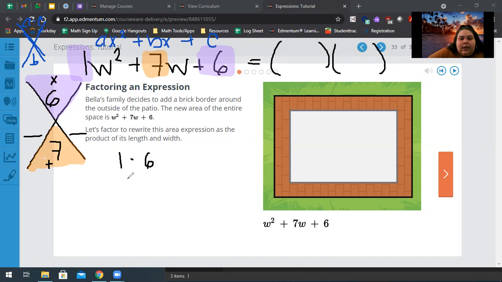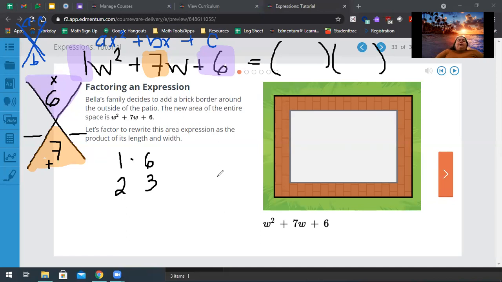1 times 6 is 6. After 1, it's 2. Can 2 go into 6? Yes, it can. It can be 3. After 2, it's 3. Do you see how I go back to 3, 2? I already have the same pair. I don't need to write it anymore.